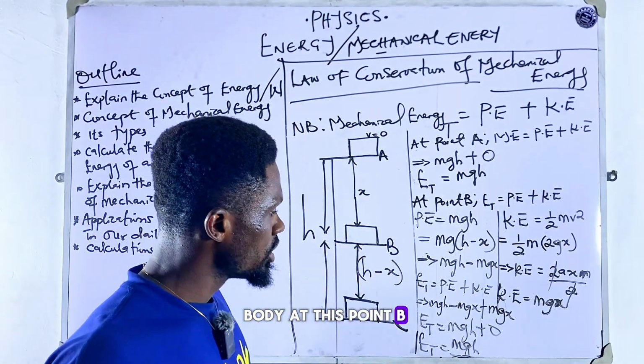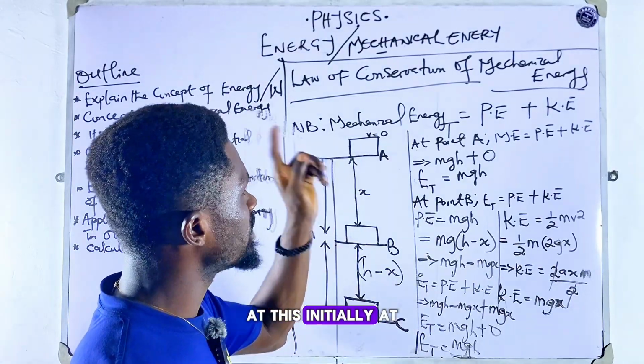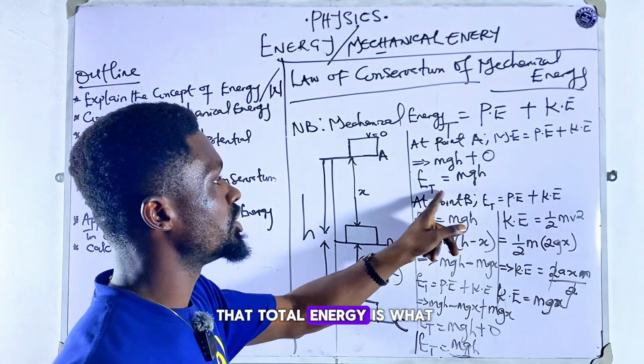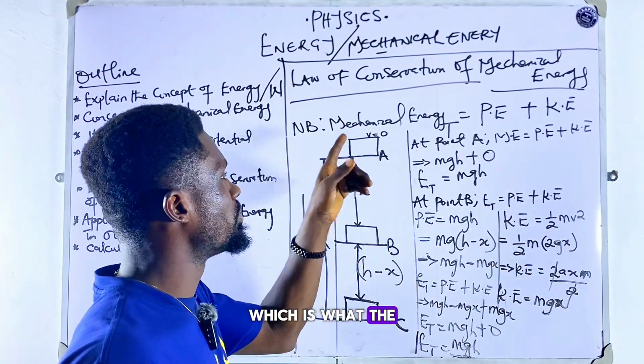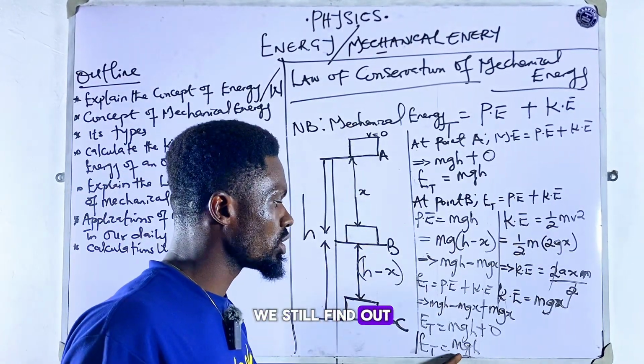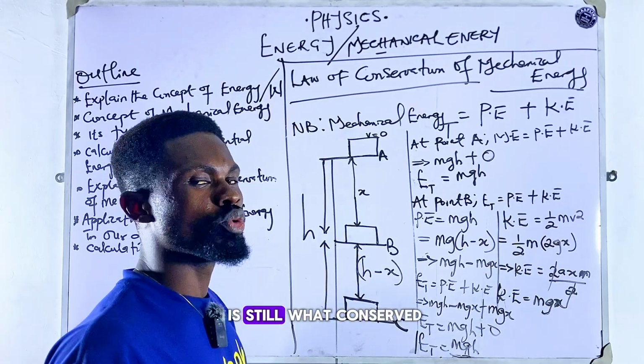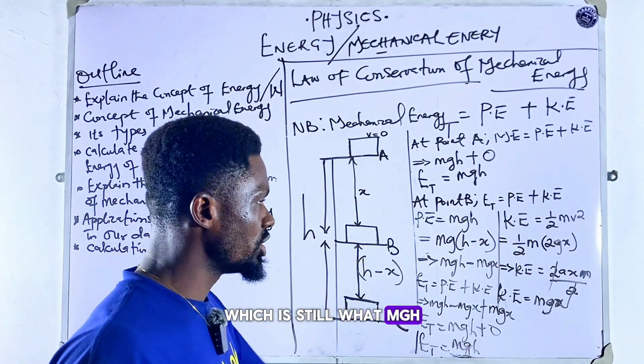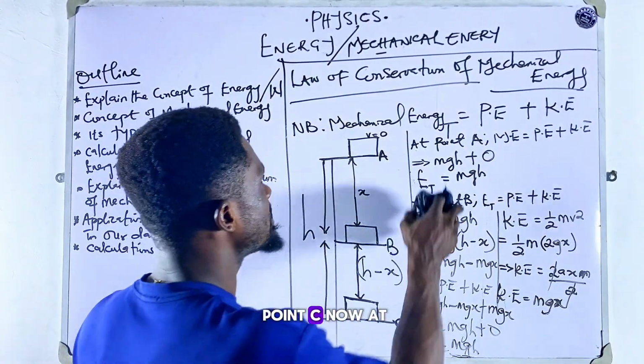So that's why we use h minus x as the value of the height of the body at this point B. So initially at point A, we have that total energy is mgh, which is the potential energy of this body. Then at this point we still find that the total energy is conserved, which is still mgh. So let's check at point C.